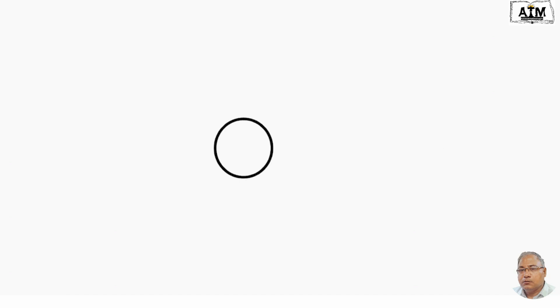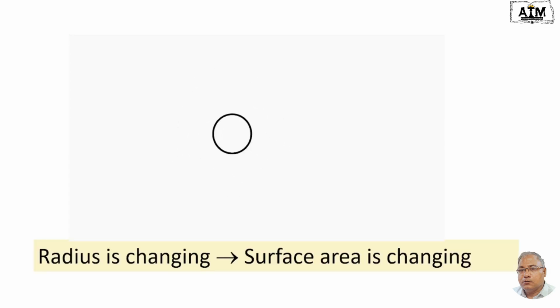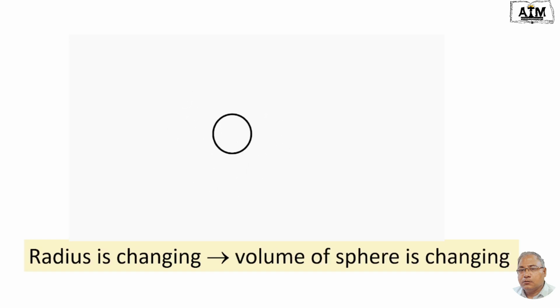Whenever we are blowing a balloon, its radius is increasing. When the radius of the balloon is increasing, the surface area also changes. Surface area also increases, and as the radius increases, its volume is also increasing. So how fast the volume is increasing, that is the question.